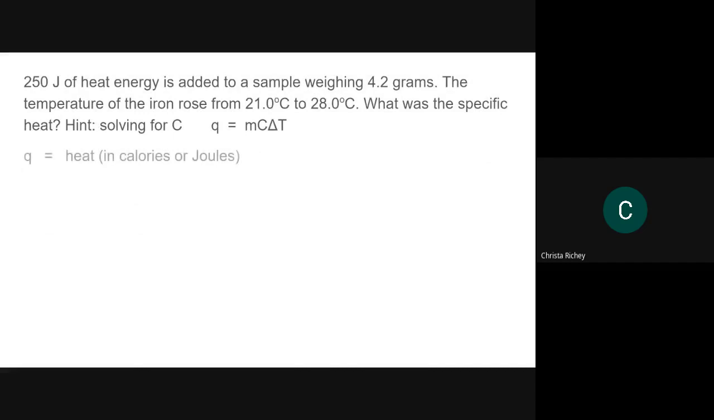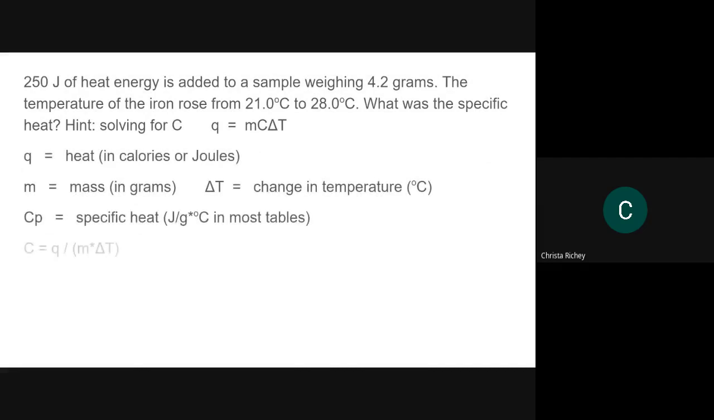Yeah, I do know you need to be able to solve for C. So you definitely want to jot down to solve for specific heat. It is heat divided by the mass times the change in temperature. Because I know for a fact you have to be able to rearrange for specific heat.